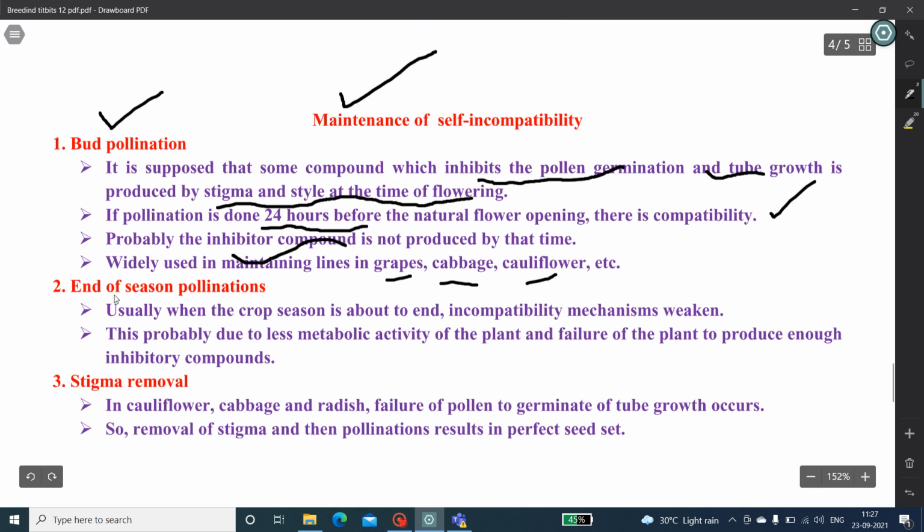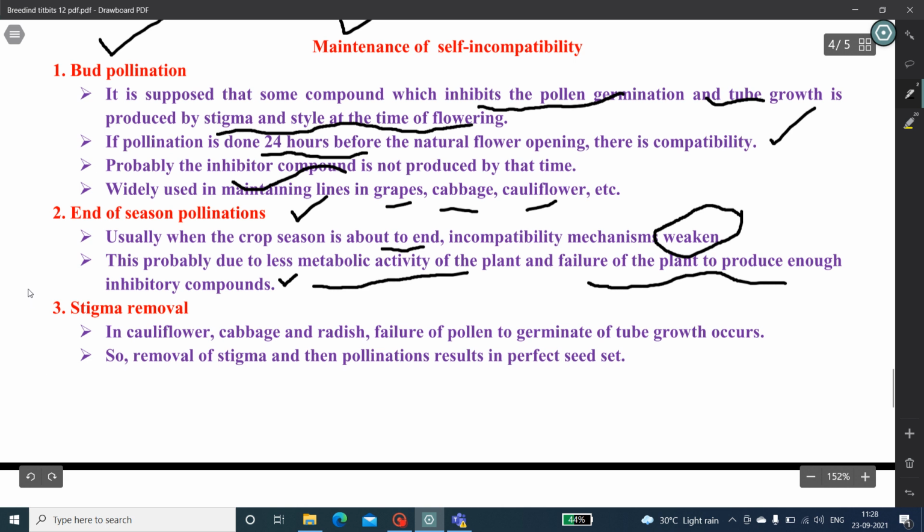The second one is end of season pollination. Usually when the crop season is about to end, the incompatibility mechanism weakens, and this is probably due to less metabolic activity of the plant, and a failure of the plant to produce enough inhibitory compounds that will inhibit the pollen germination and tube growth.